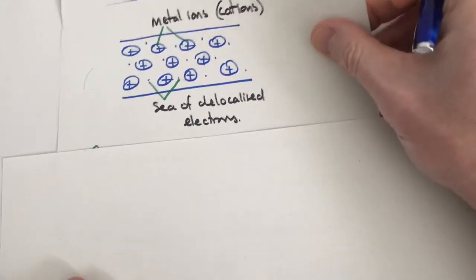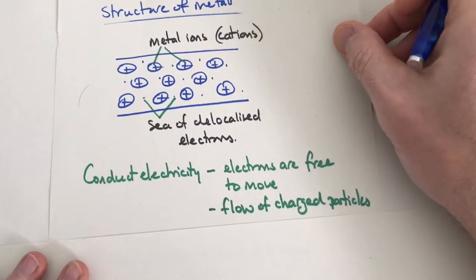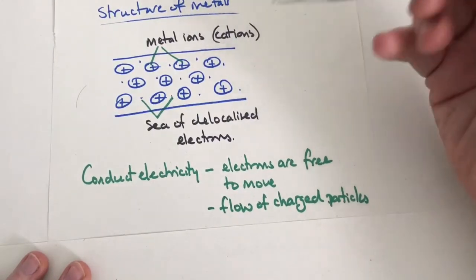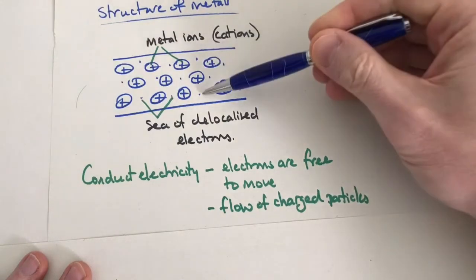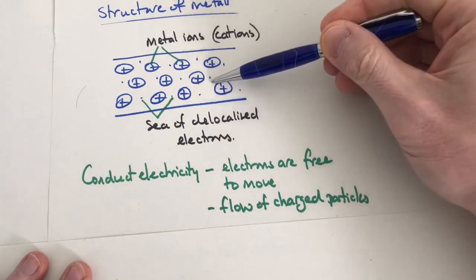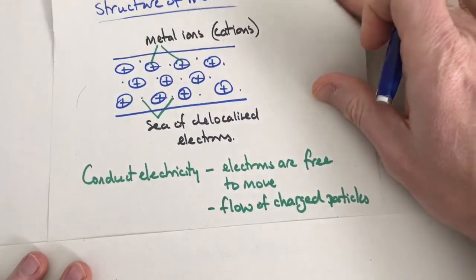Okay. Properties. The first property is that metals are good conductors of electricity. The key thing to remember is electricity is a flow of charged particles. Electrons are charged, and here they can flow and move because they are free. Therefore, metals are good conductors of electricity.